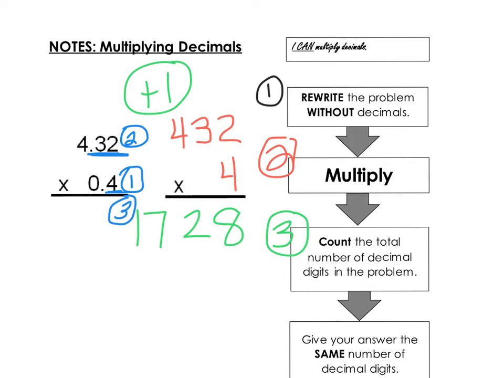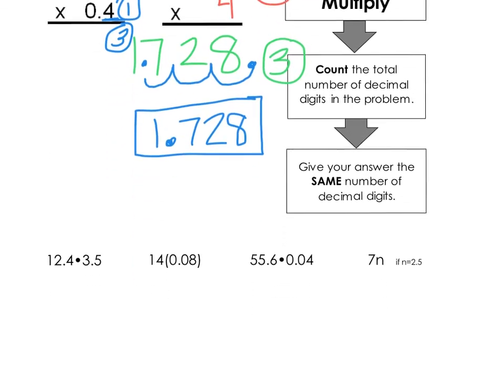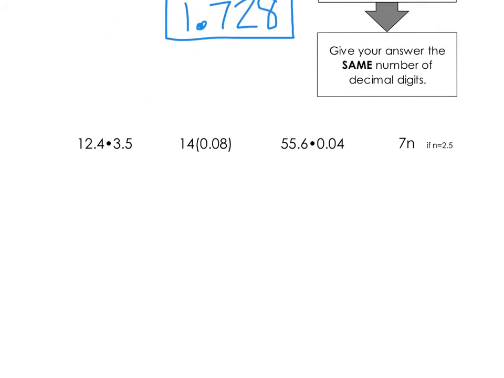So what I'm going to do is I'm always going to start in the back. That's where my decimal's home is. And I'm going to move it 3 times. 1, 2, 3. Okay, so that would make my final answer 1 and 728 thousandths, or an easy way to say it, 1.728. So you give your answer the same number of decimal digits. Okay, let's practice that again.